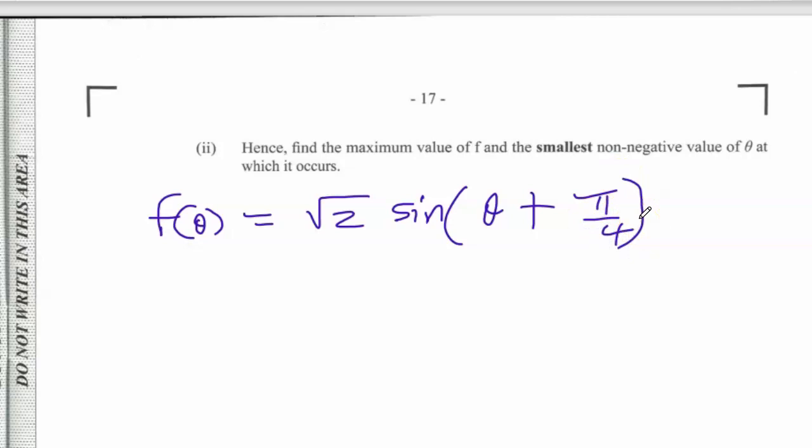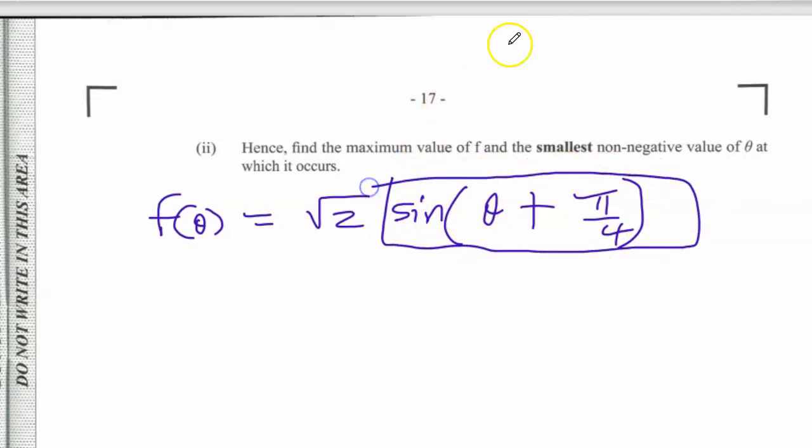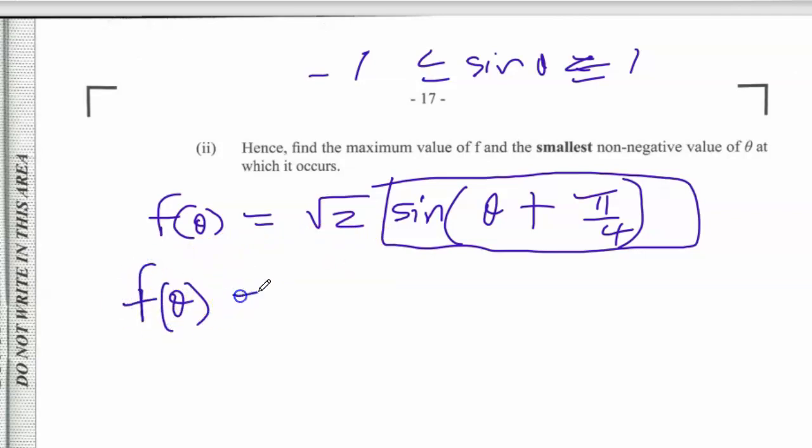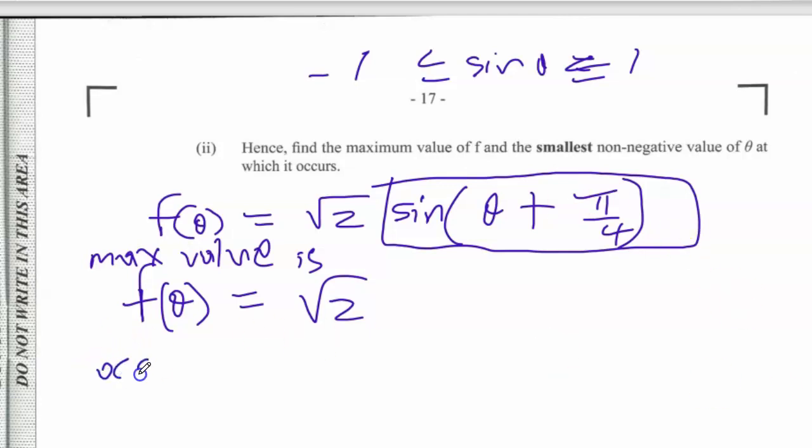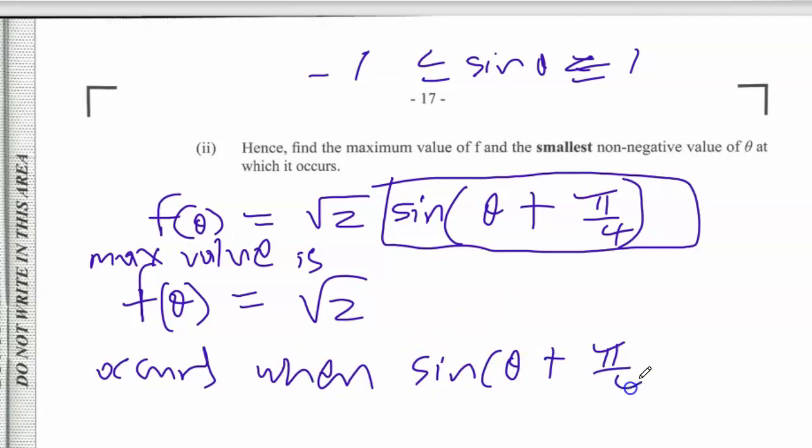Now the maximum possible value for sine is 1. We should know that sine theta runs between 1 and negative 1. So f theta's maximum value is root 2, since sine theta plus pi over 4 has to be 1. So the maximum value of f is root 2. And this occurs when sine theta plus pi over 4 is equal to 1.